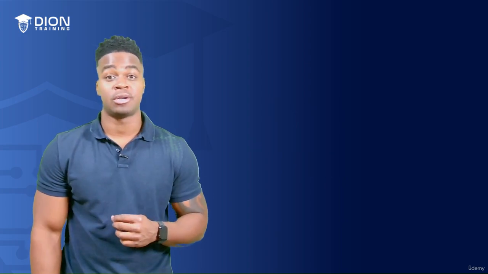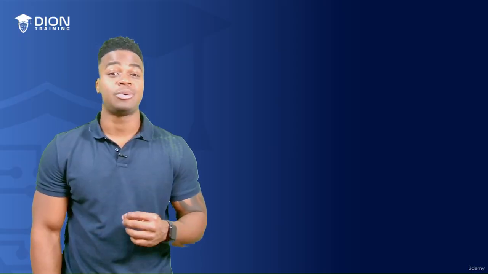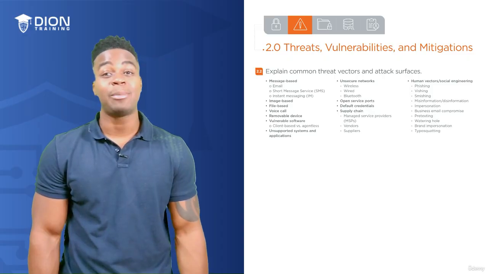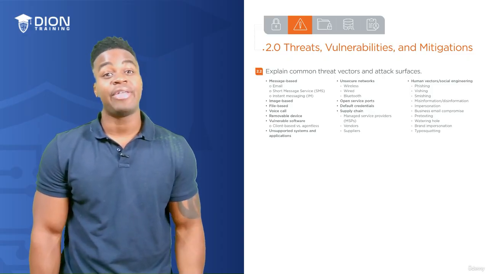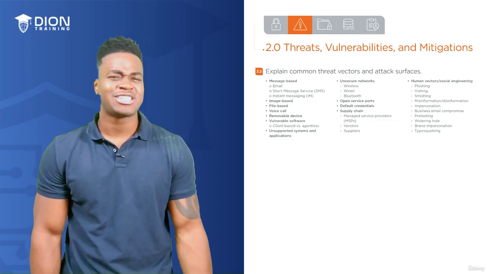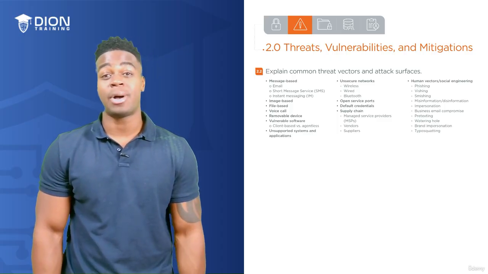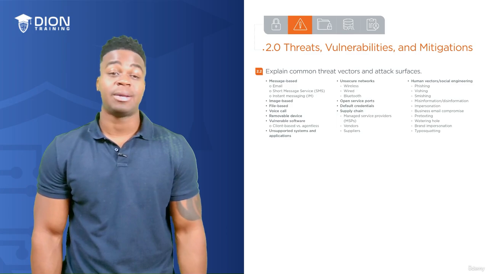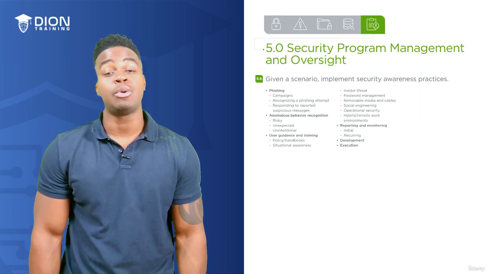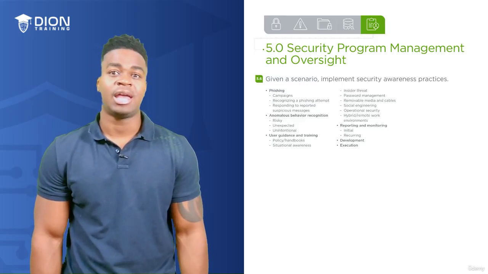For this section on social engineering, we're going to be covering some of the objectives in Domain 2 and Domain 5, specifically Objectives 2.2 and 5.6. Objective 2.2 states that you must be able to explain common threat vectors and attack surfaces. In this objective, we're going to be really focusing on the social engineering or human-based attack vectors like phishing, vishing, smishing, misinformation and disinformation, impersonation, business email compromise, pretexting, water holing, brand impersonation, and also typosquatting. For Objective 5.6, it states, given a scenario, you must be able to implement security awareness practices, such as conducting anti-phishing campaigns and training and things like that.